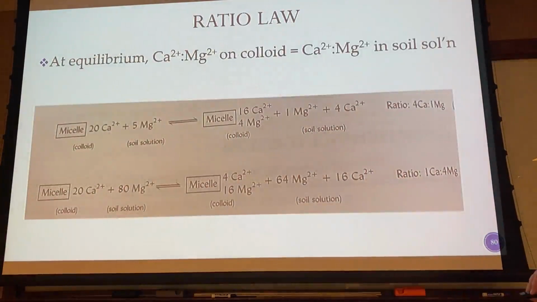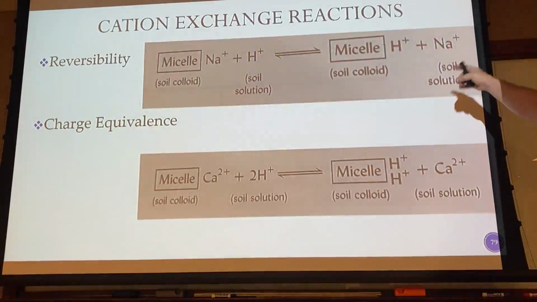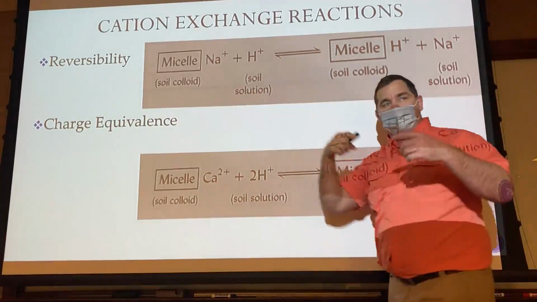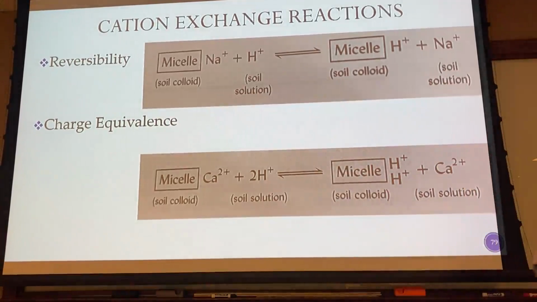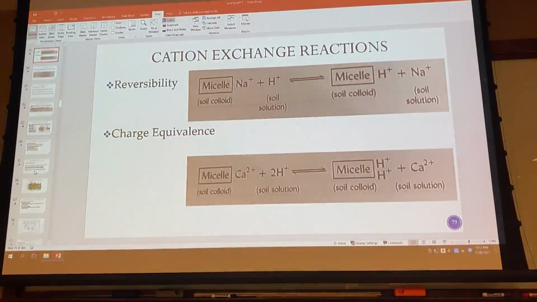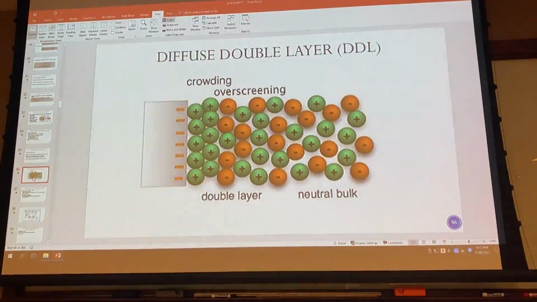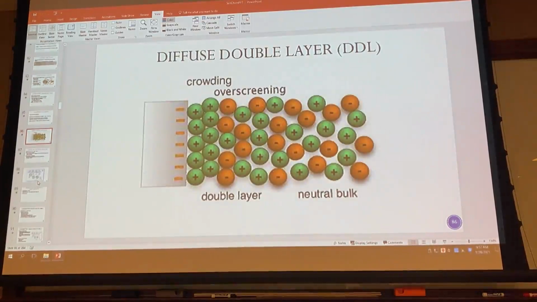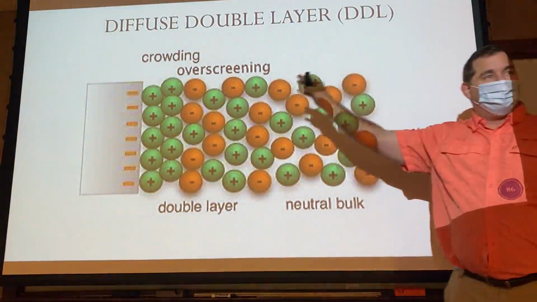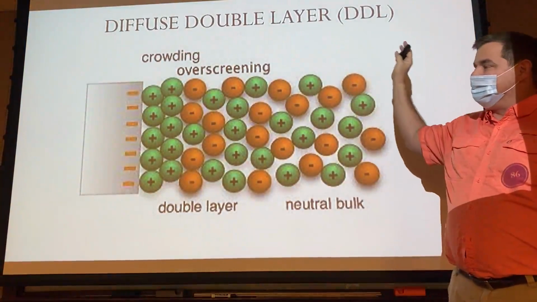Also, this reversibility and charge equivalence is going to be a big deal. When we think about reversibility, we're thinking about the 2 arrows that go back and forth. I think this is about where we made it to last time. Last time it might have been written as the ionic double layer. I changed that. It is now the diffuse double layer.